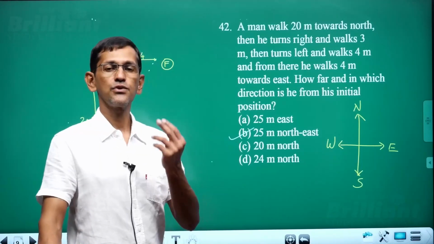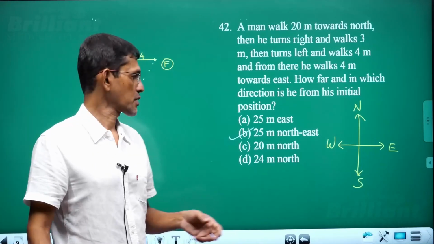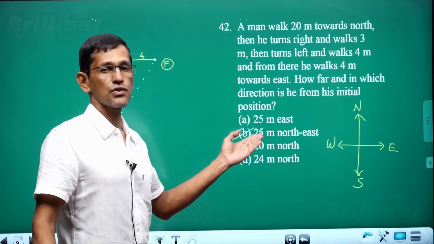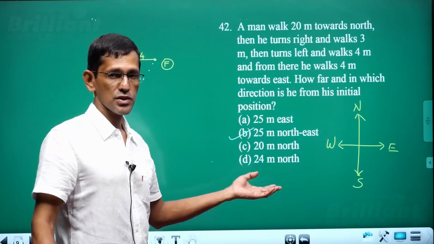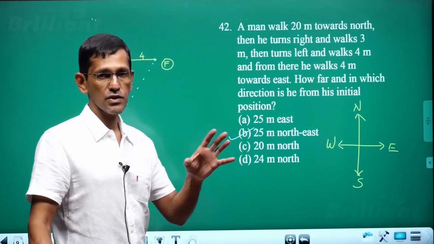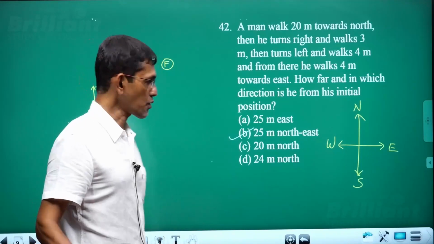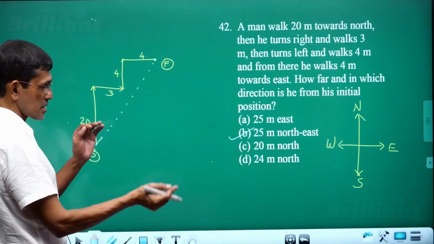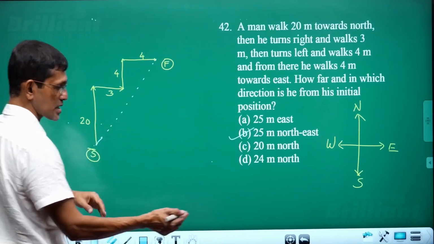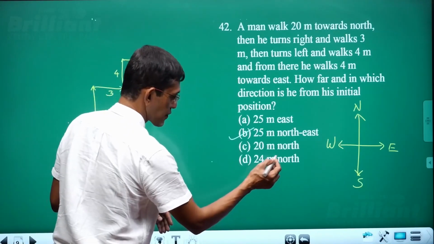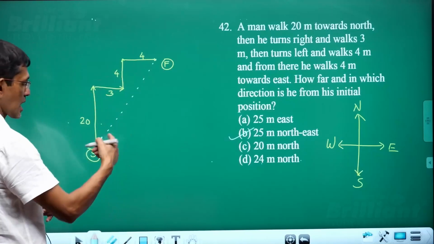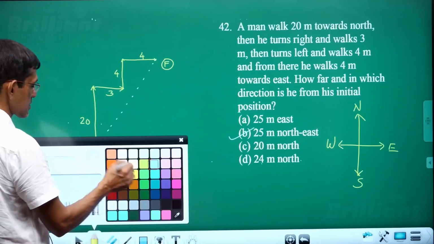However, if you have two answer choices with northeast, because let's say one is 24 meters northeast, another one is 25 meters northeast, in that case it's a bit confusing. We have to do the calculation. But just in case, if you have one of the answer choices, let's say 24 meters northeast, then we have to do this calculation. How do you do it?